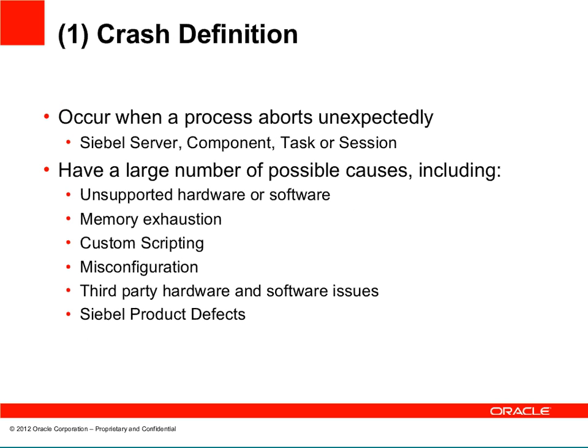Right, first section, just the one slide. A crash, just like for any process, is when a process aborts unexpectedly. Obviously this can be any process, from Internet Explorer to Windows Explorer to Siebel processes, but that's the official definition. So basically, a second level process exception.